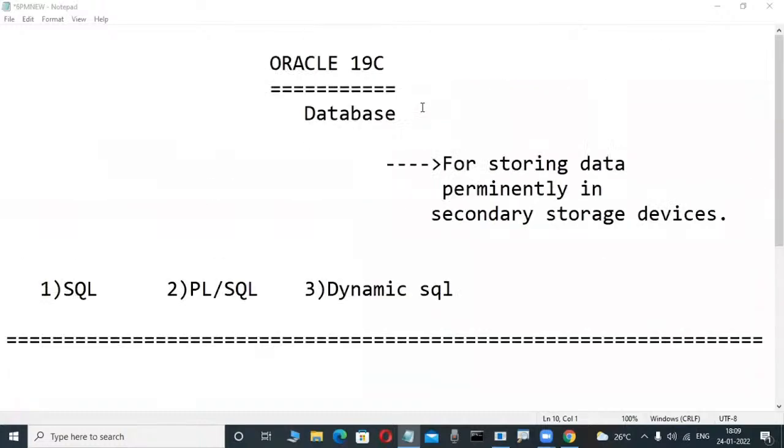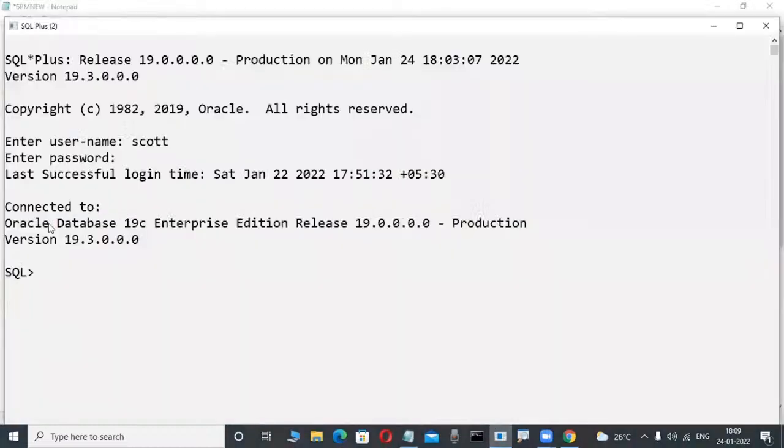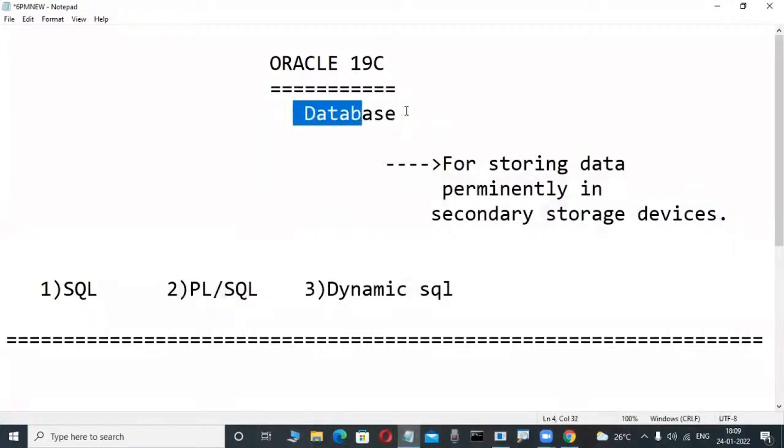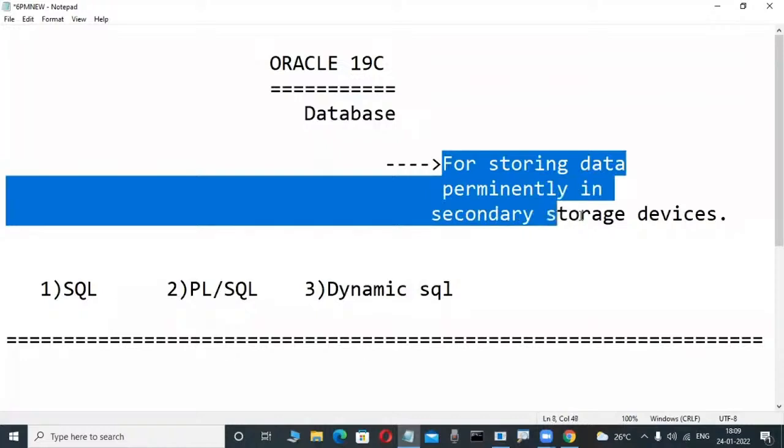Concentrate here. For anybody not attending the previous classes, don't worry. Simple. Oracle is a product from Oracle Corporation. 19c is a version. This Oracle is a database product. Newcomers, what is the purpose of a database product? It is for storing data permanently on a hard disk.